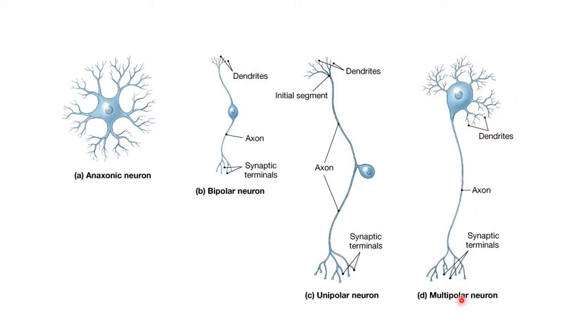The multipolar neuron is the most common type of neuron. Most neurons are multipolar.